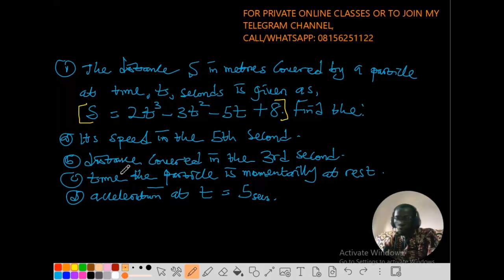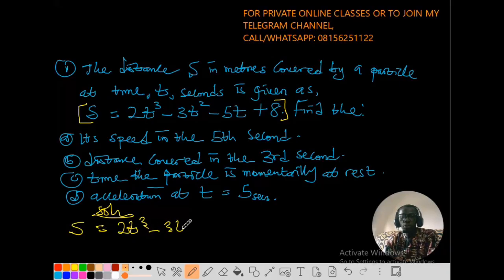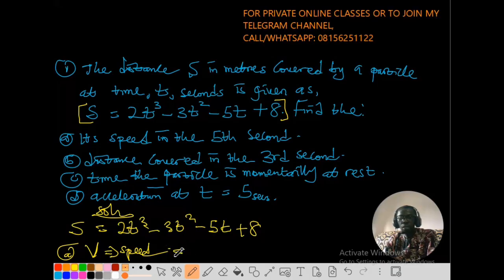Now, to simplify this question, all we need to do first is to write out the equation that we have in this question. And what is the equation? The distance is given as 2t raised to power 3 minus 3t squared minus 5t plus 8. That is it. Now, if you talk about speed, speed is velocity. Speed or velocity, that is v equals dx over dt.